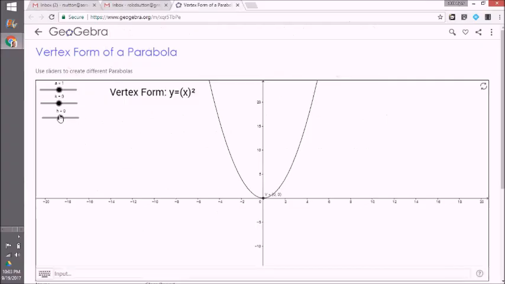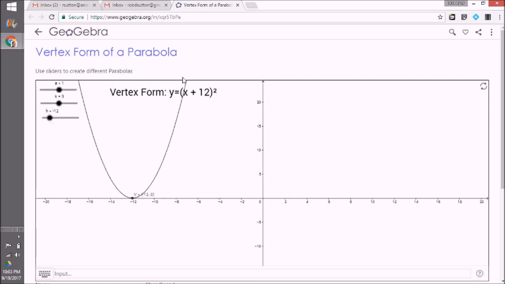So let's see what happens when we add a number inside. So we're adding 4, 5, 6, 7. What's happening to our parabola as we add more and more numbers in here? Well, we're moving to the left.